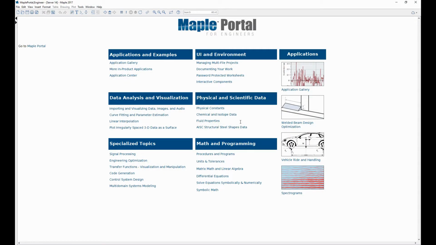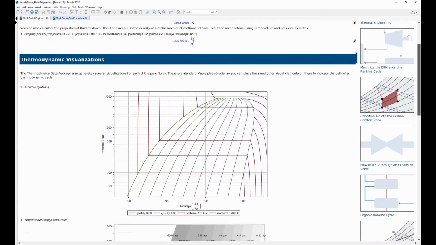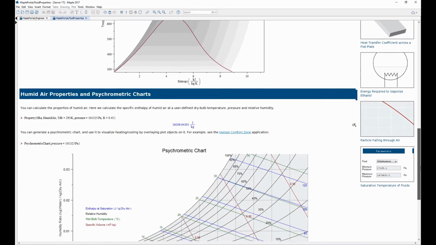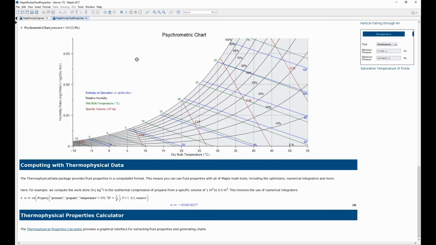The Maple Portal for Engineers introduces Maple's most significant functionality, illustrated with practical examples and demonstrations. This section, for example, illustrates Maple's tools for computing fluid properties and generating thermodynamic visualizations. There are also links to relevant applications.